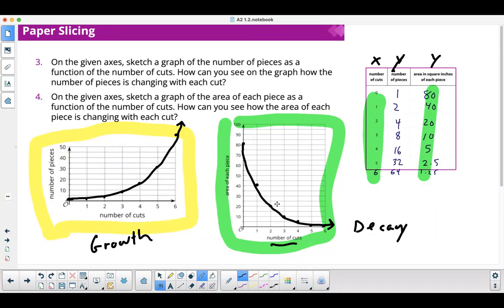Number 4, on the given axis, sketch a graph of the area of each piece as a function of number of cuts. Oh, okay, so we did both of those already. They're both changing, obviously. They're not changing at a steady rate, so they aren't linear. They aren't forming a straight line. They're changing a different amount every time, but you're being multiplied by the same ratio. Okay, so growth and decay. All right.